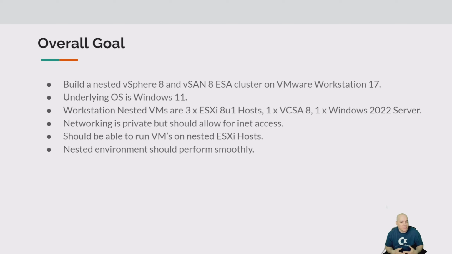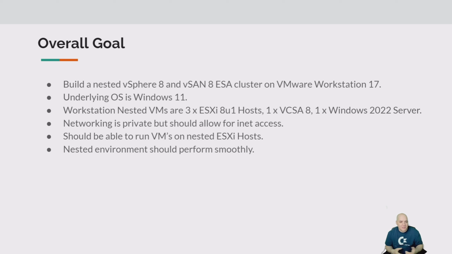We'll talk about those here coming up. Networking is all private, right? So any communications between things all happens on the workstation network. Again, we'll explain that going more forward. It should be able to run VMs on the nested hosts. So you've got workstation, then you've got these ESXi hosts, then on top of them, you want to run VMs. So it should be able to run VMs as well. And then the nested environment should perform smoothly, right? I should give the underlying hardware enough resources to be able to support this load.